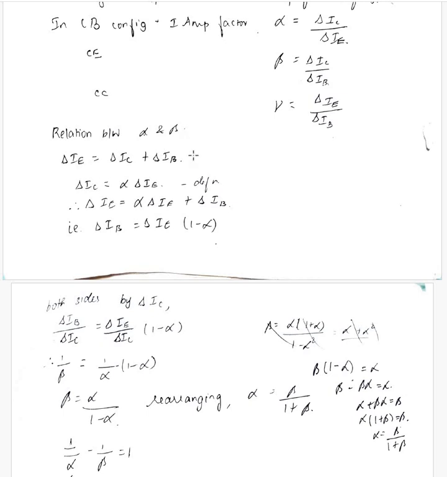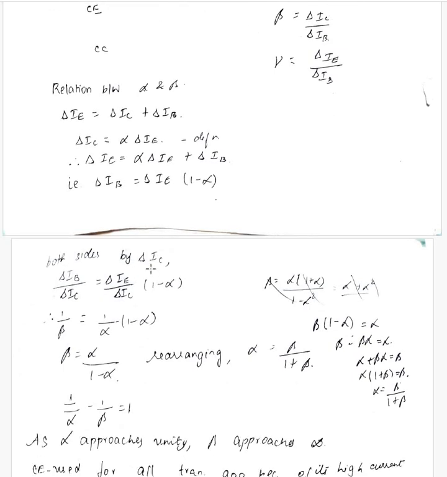We know IE equal to IB plus IC. So del IE is del IB plus del IC. And del IC is already alpha into del IE, from the first relation. So substitute this del IC in this place. So del IE equal to alpha del IE plus del IB. So del IB equal to del IE into 1 minus alpha.